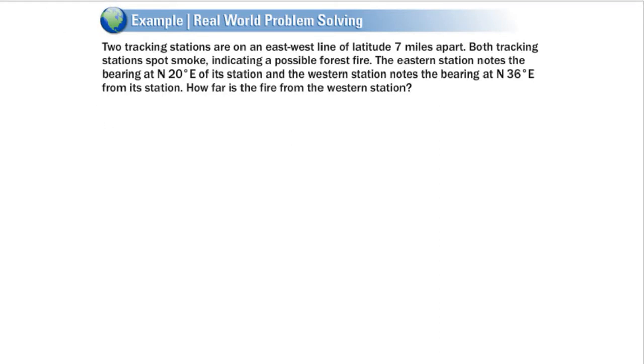Alright, so we're working with some application problems today. We're going to see law of cosines, law of sines. We'll see some right triangles. So let's go ahead and set this up.